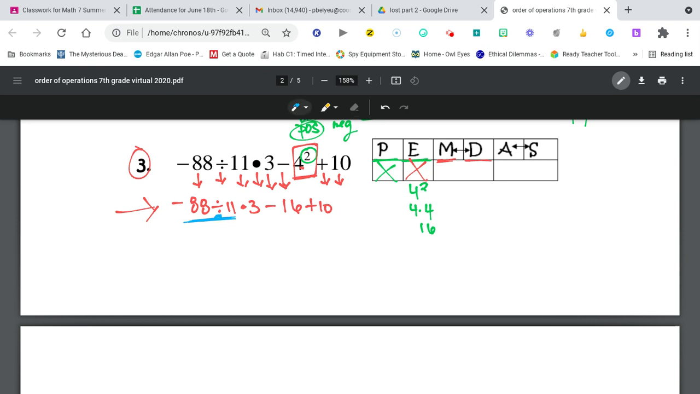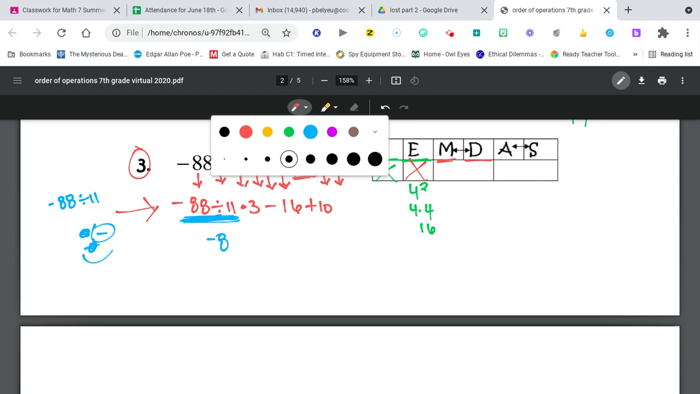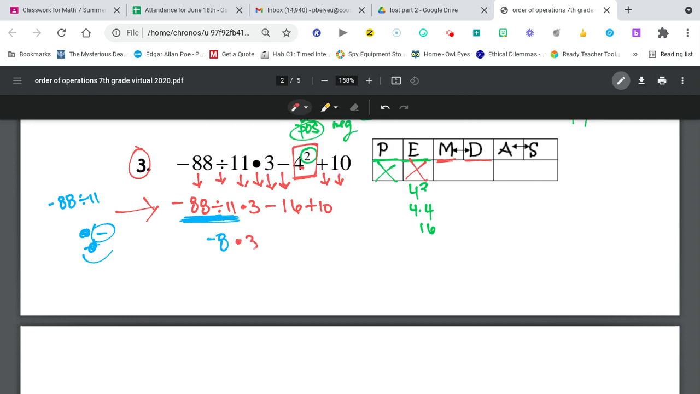Okay, I'm going to do the division first because it beats the multiplication in that problem. So I'm going to say negative 88 divided by 11. Negative divided by positive is a negative. I'm going to replace this whole part right here with what it equals, which is negative 8. Then I get to bring down times 3 minus 16 plus 10.